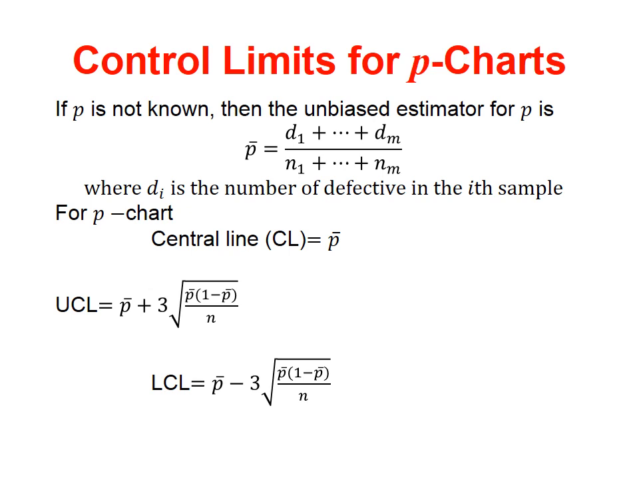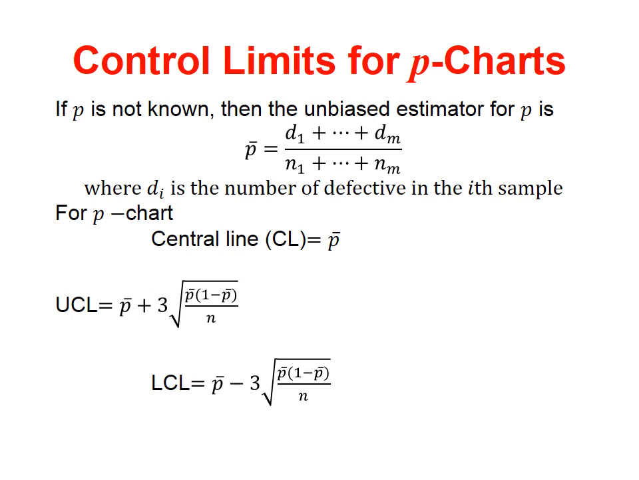If P is not known, where P means proportion, then the unbiased estimator for P can be calculated as P bar, which is given as D1 plus etc. Dn divided by N1 plus etc. Nm, where D1, D2 represent the number of defectives in the ith sample.